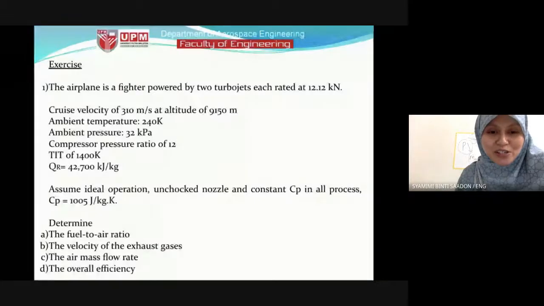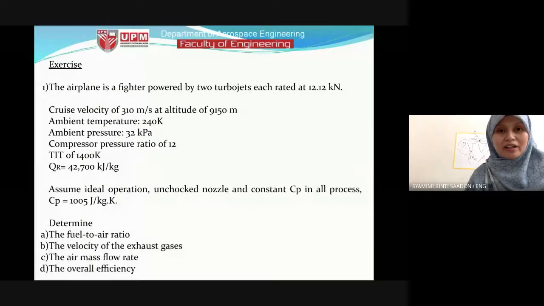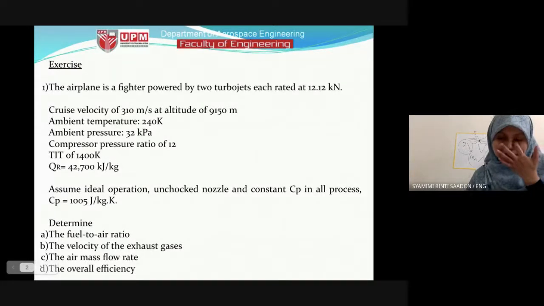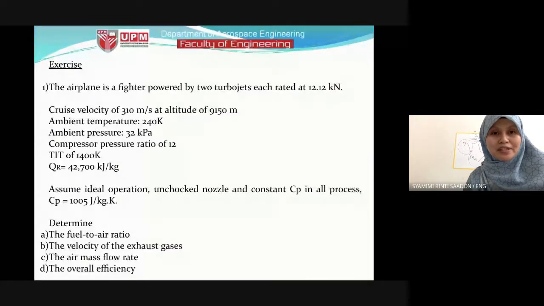Okay, we assume constant CP, the specific heat for the air, in our process, which is 1005 joule per kilogram per Kelvin. Now we have to determine the fuel to air ratio, f, the ratio of the mass flow rate of the fuel to the mass flow rate of the air, and the velocity of the exhaust gas, the air mass flow rate, and the overall efficiency. Try to do this one using the equations that I have given in the slides before this, okay?